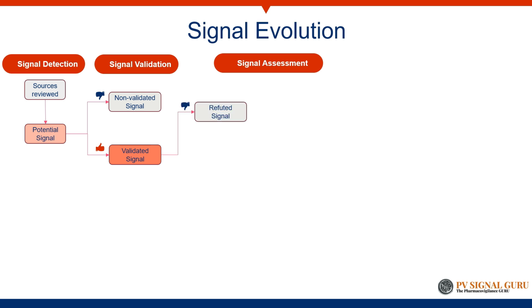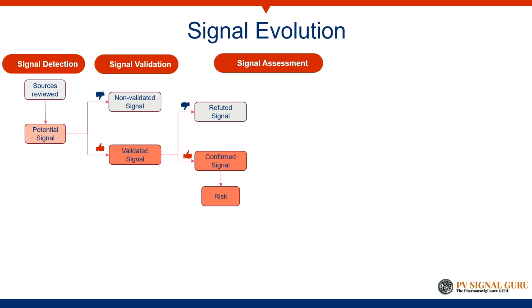At the end of the signal assessment, the signal may be refuted if the evidence does not support a causal link, or confirmed if the evidence supports a causal link leading to its classification as a risk. This step ensures that only well-supported risks are acted upon, maintaining the integrity of pharmacovigilance practices.